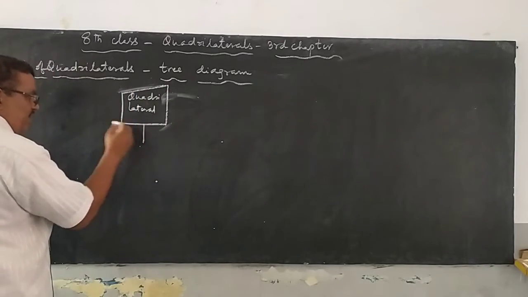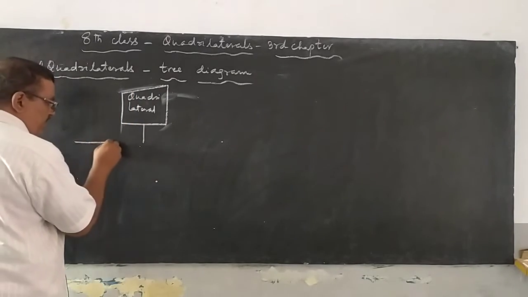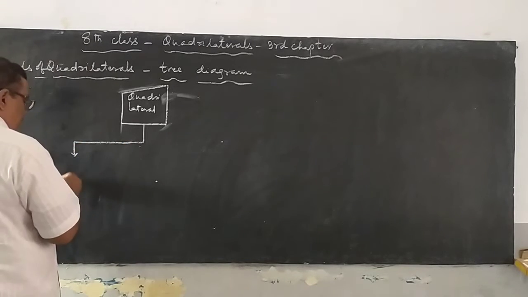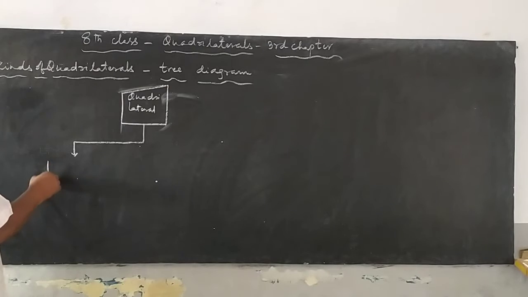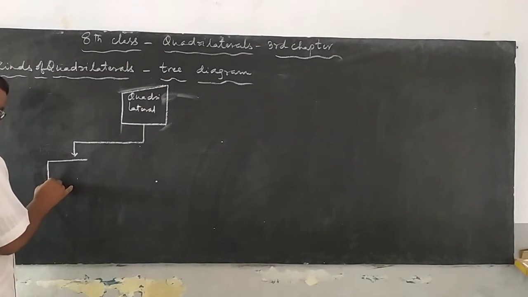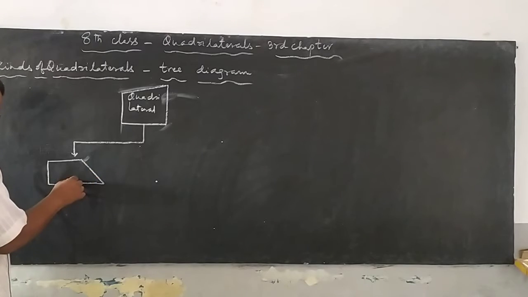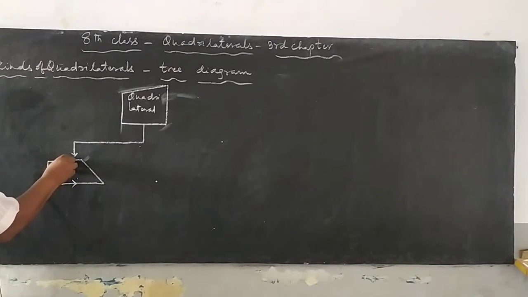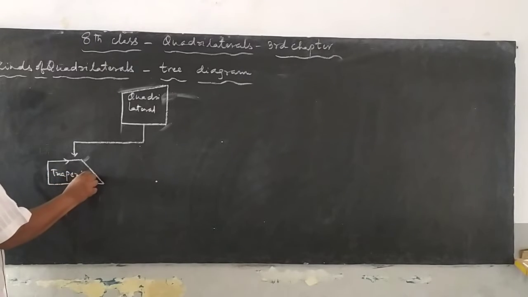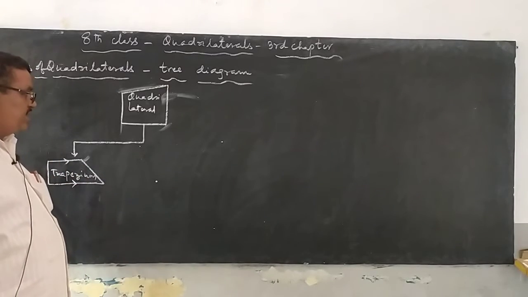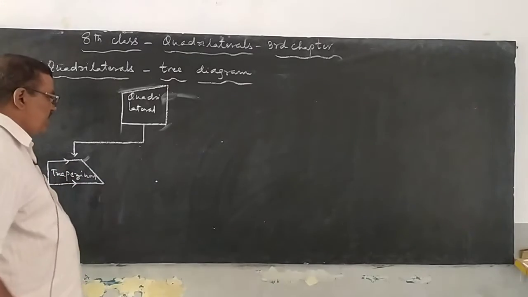When we segregate the quadrilateral, two kinds are available to us. One is trapezium. Only one pair of sides are parallel. This kind of quadrilateral is said to be trapezium: a quadrilateral in which only one pair of sides are parallel.